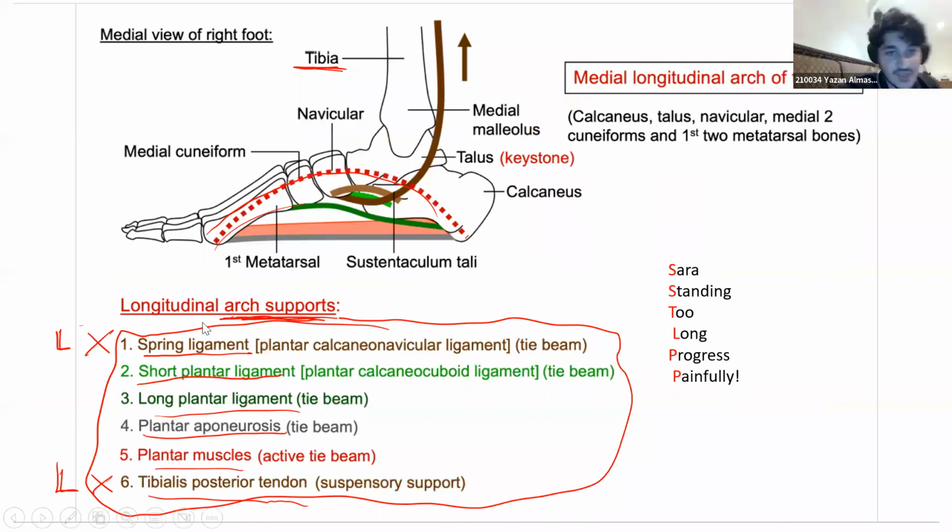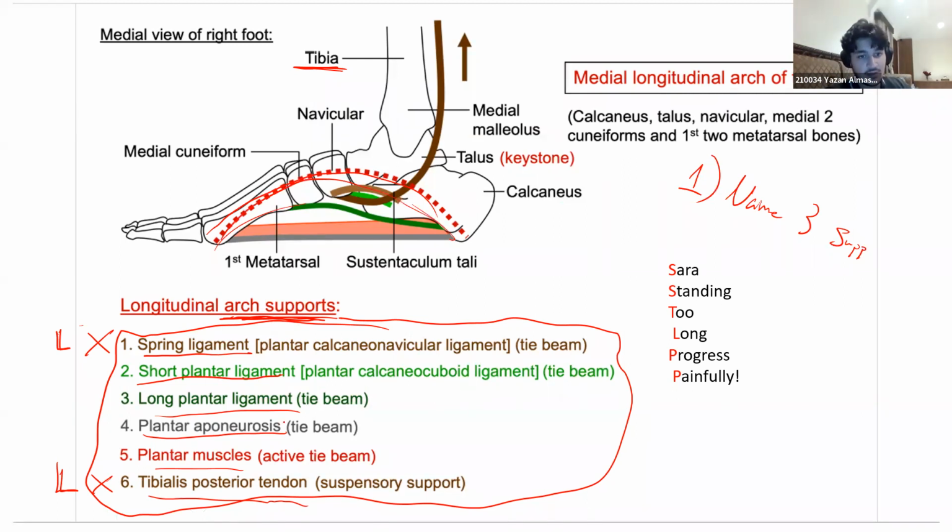So what I said here is that we have 6 supporting structures. Do we need to know all of them? Yes, you do need to know all of them. Do you have to memorize all of them? Yes, you have to memorize all of them. I'm so sorry about this, but you have to. And I said that the medial arch is the more important arch. Okay, fine. How are you going to be asked about this? The first way you're going to be asked: name 3 supportive structures for the arch.